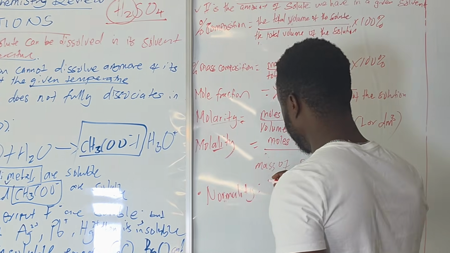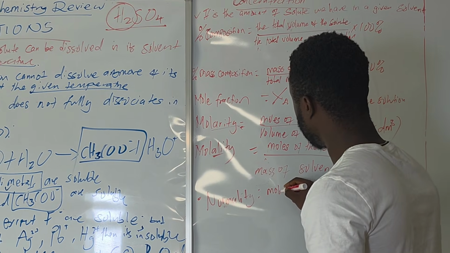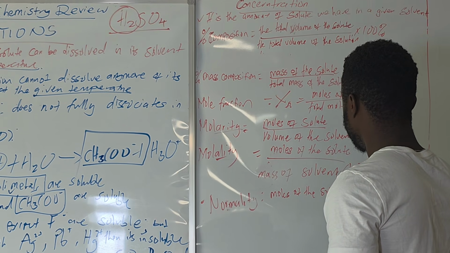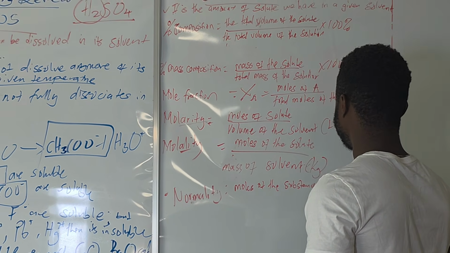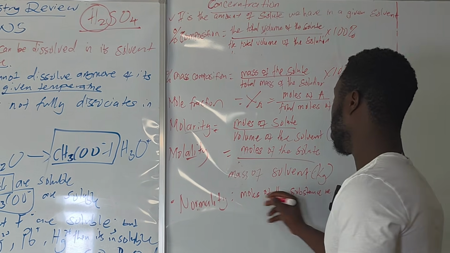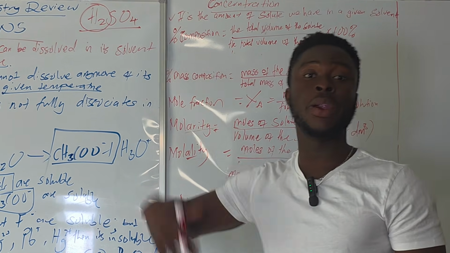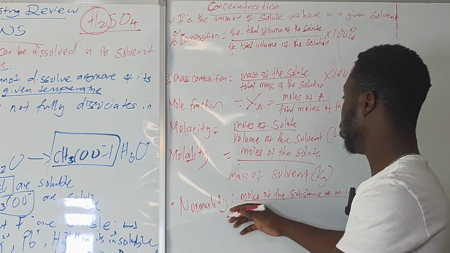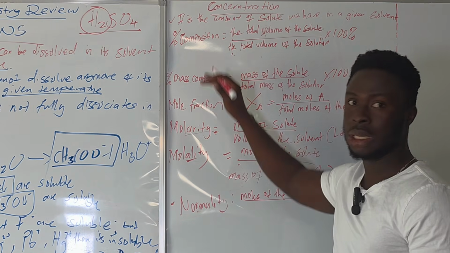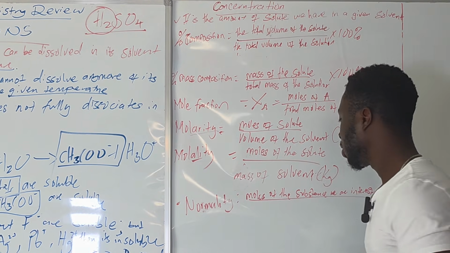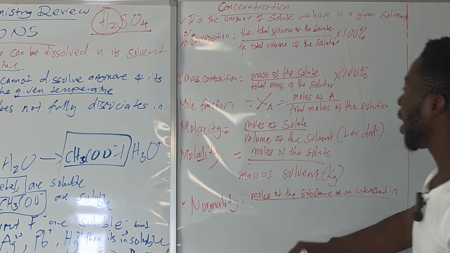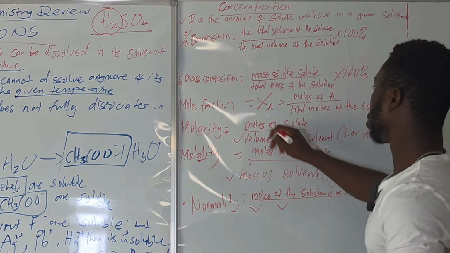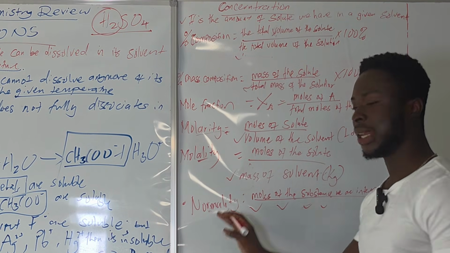So the normality is going to be the moles of the substance we are interested in, divided by however we are comparing it to, divided by whatever substance we want to dissolve into. So it could be the volume, it could be the mass, it could be whatever. That is normality over there.